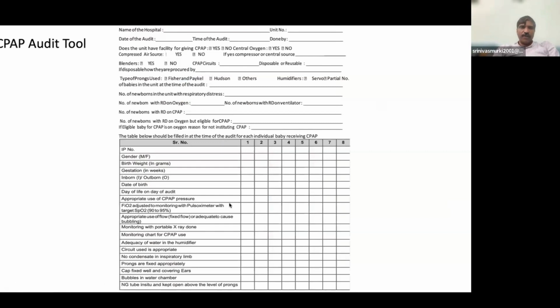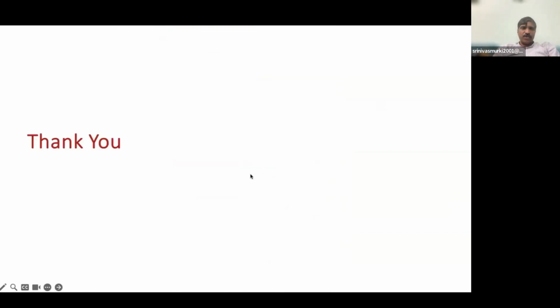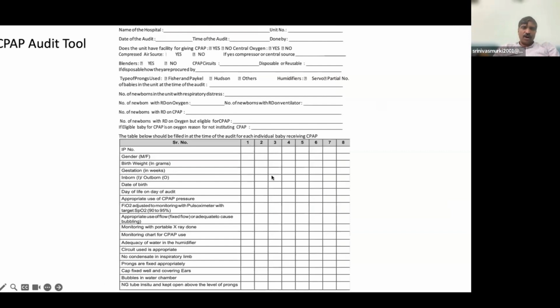So always have an audit tool like this, which will tell you whether you are able to give adequate CPAP. In the top part, you can see what you have to learn as far as the unit is concerned. And for each one of these babies, you can fill up this column and see whether you are giving adequate CPAP or not. I will share these slides in the group. So maybe Rajesh will share with all of you. You can take this audit tool of the CPAP and then start working in your unit.